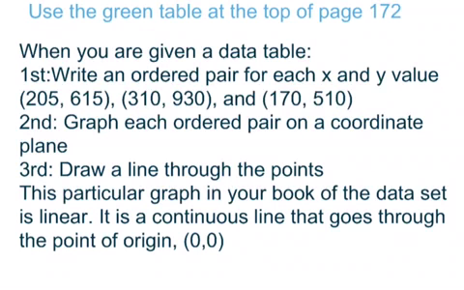All right, so I want you to have your purple book open on page 172, and at the top you'll see that table with the green heading, talking about ticket sales and revenue, okay? When you're given a data table like this, your first step is to write an ordered pair for each x and y value. In that first box, on Friday, it says 205 in ticket sales and then $615. So that's your first point right here.